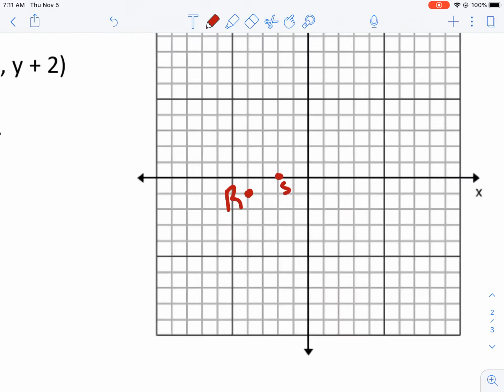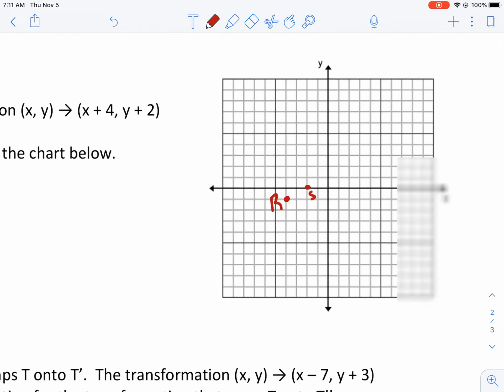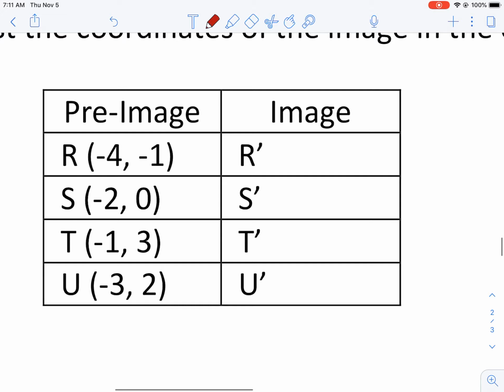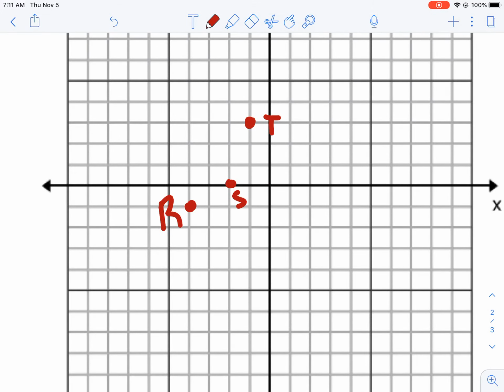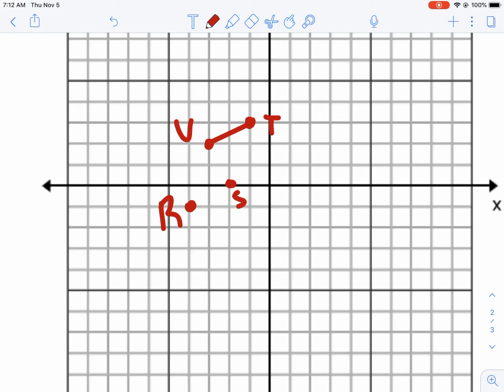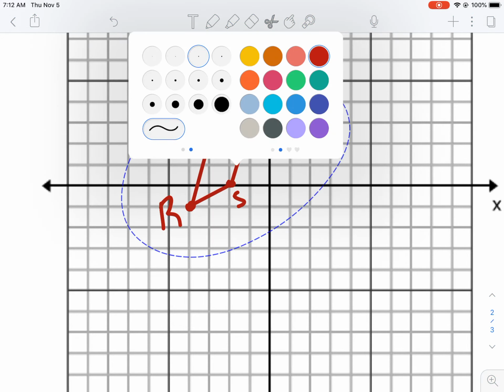Wow, this is going to be close together. We've got T at -1, 3, and we've got U at -3, 2. Okay, so for some reason, we have this tiny little quadrilateral. I'm actually going to make my line smaller. Okay, so let's look at our style here.